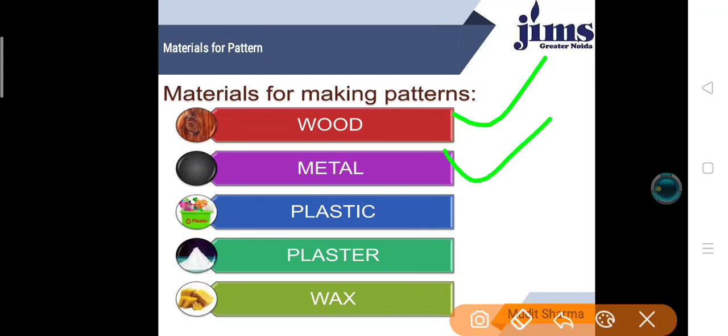In metal, we use metal patterns where we want resistance to wear, abrasion or corrosion, and it does not undergo any deformation. It is more durable and accurate in size, etc. We use different kinds of metals like aluminium, brass, white metal, etc. So these are some pattern materials, like wood or metal.